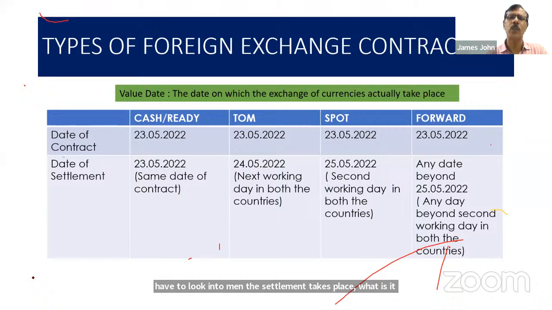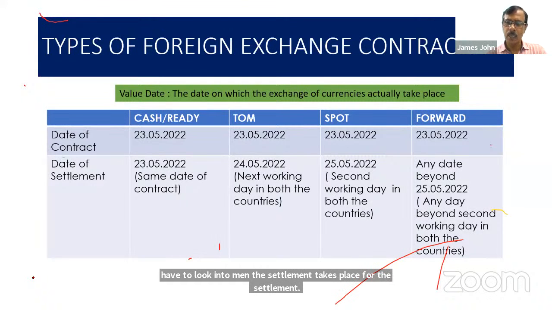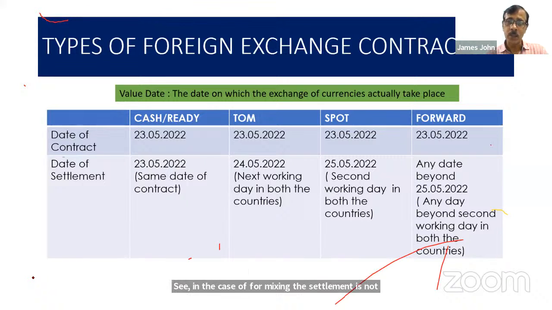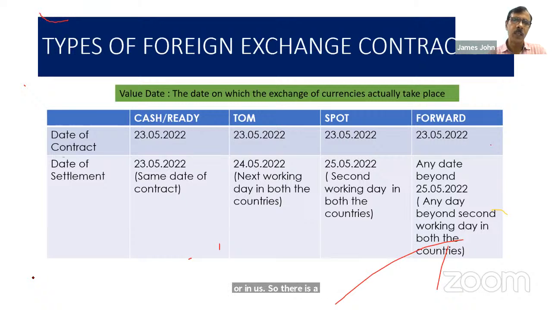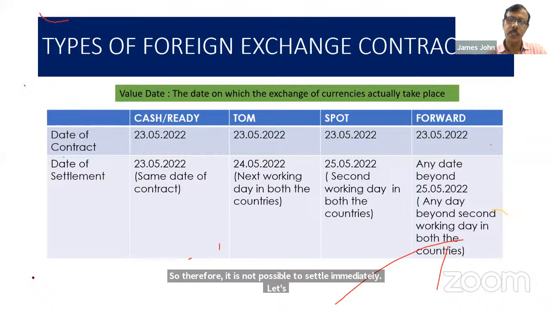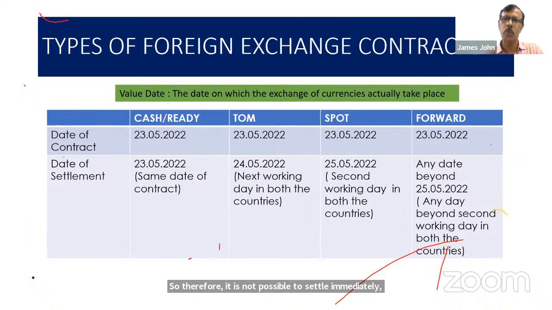What is settlement? The exchange of currencies or the completion. See, in the case of foreign exchange, the settlement is not possible to take place on the same day because of the time zone difference. One person will be in India and the counterparty will be in Japan or Germany or Australia or the US. If now here it is 10:15 night, it will be morning in the US because there is a difference of 11 hours. They are behind us. Remember, therefore it is not possible to settle immediately. That's why there is a gap, and that's why we classify into cash, term, spot and forward.